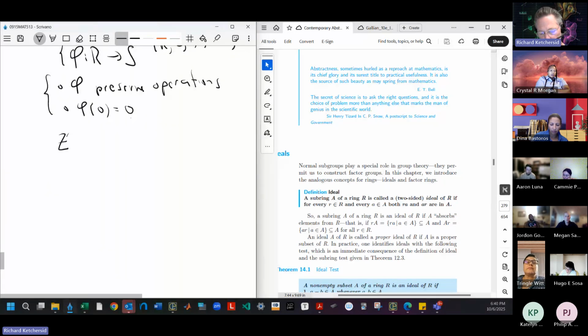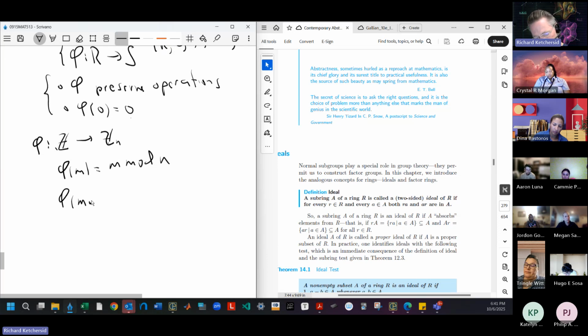And again, a common example would be phi going from Z to Z_n. What is this map? Phi of m equals m mod n. That's a ring, that's a ring. This is a homomorphism. How do you show it's a homomorphism? Well, this is exactly an exercise you did back in week 1. You're going to show that phi of m times k is equal to phi of m times phi of k.